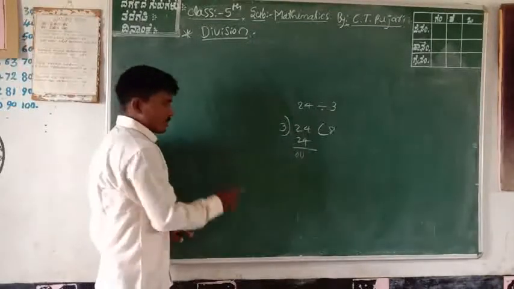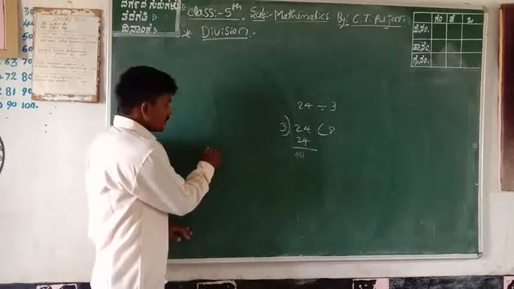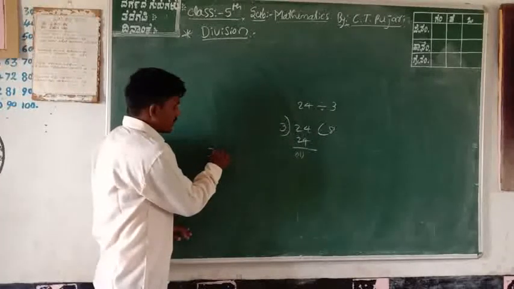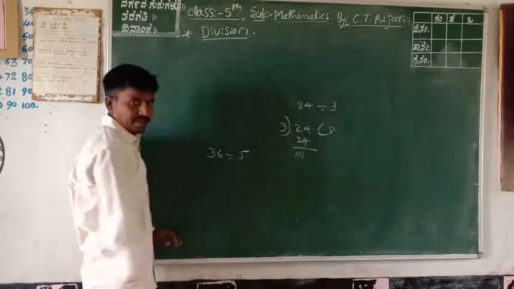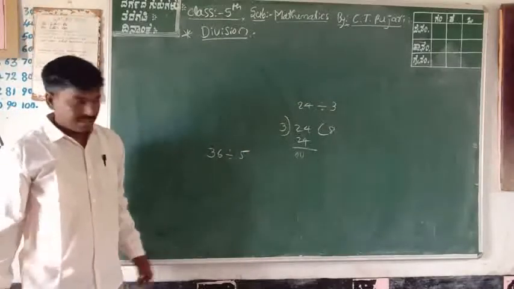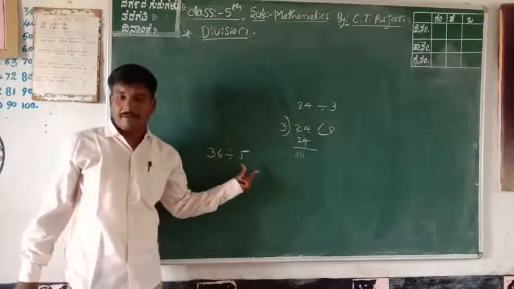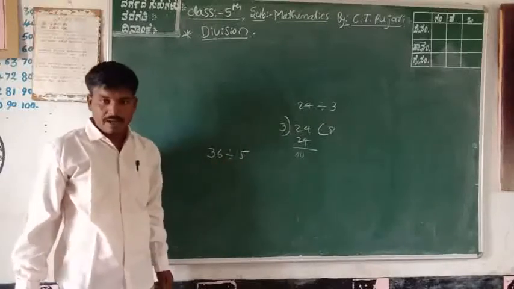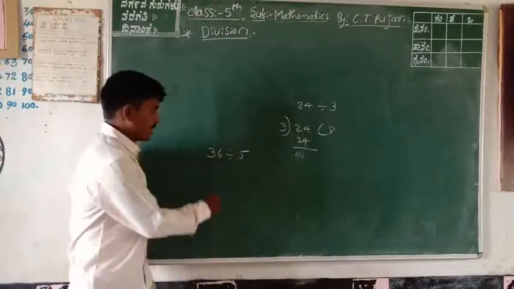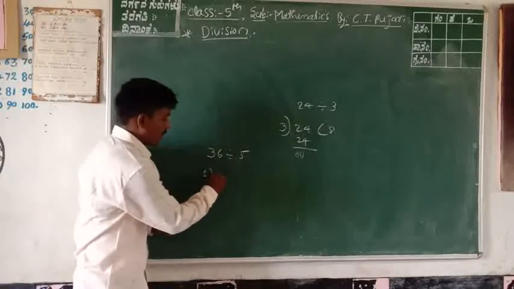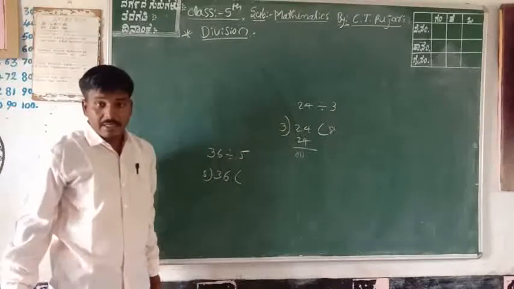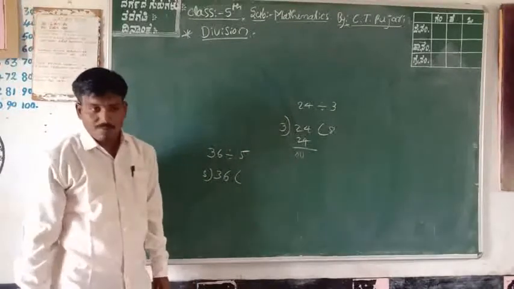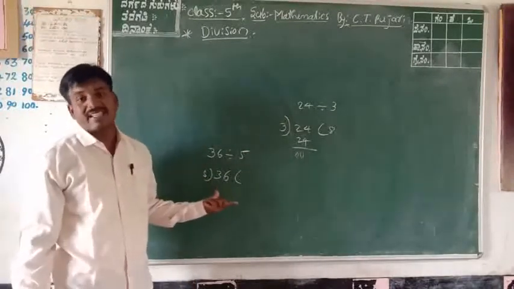Again, a second example, check yourself once again. 36 is divisible by 5. The sign is division. Again, you can take the division rule: 5 divides 36. You can take this line. Again, you can take the table of 5 nearest to 36.